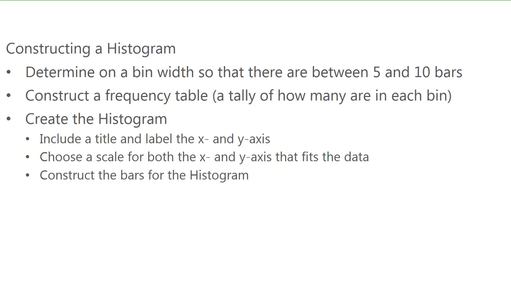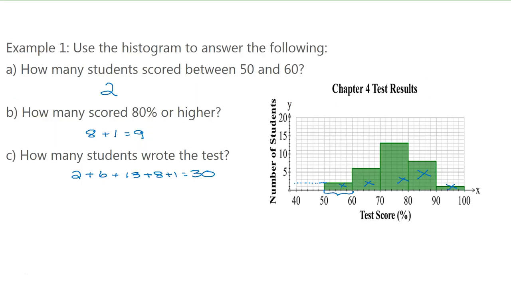Now, when constructing a histogram, you're going to first want to determine a bin width, so that there's between 5 and 10 bars. So let's go back and look at the previous example again for a second. Here they had a bin width of 10. The numbers range between 50 and 60, 60 to 70, 70 to 80.